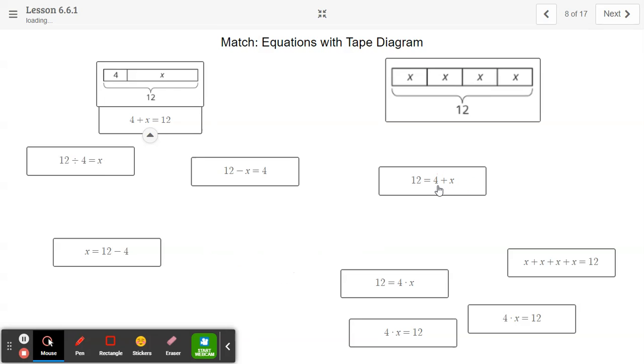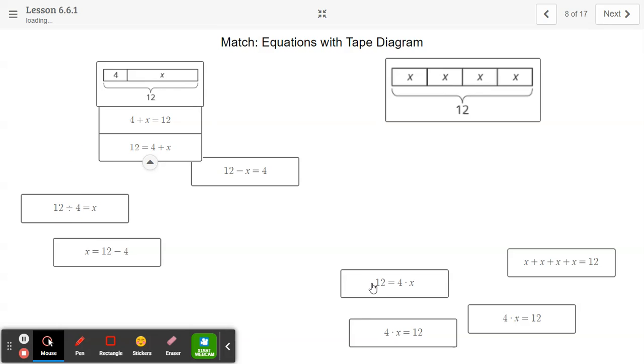This is the same problem. They just flipped it, the 12 is on this side, and it doesn't matter. It's the same thing, right? 12 equals 4 plus x. That's the same. Okay.